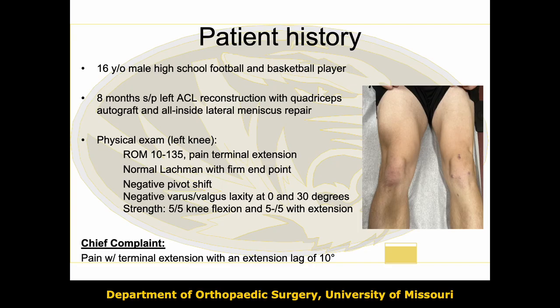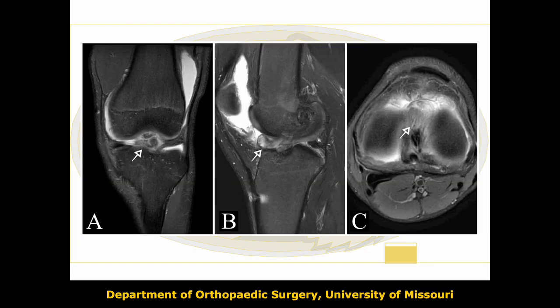He previously had a left ACL reconstruction with quadriceps autograft performed by the senior author 8 months ago. He presents in clinic with persistent pain and terminal extension and has an extension lag of 10 degrees. The image on the right demonstrates significant quadriceps atrophy in the left knee 2 weeks prior to the surgical procedure. An MRI revealed dense fibrotic tissue formed anterior to the ACL graft, which are shown in the images pointed by the white arrows. After thorough discussion, the patient elected to undergo surgery.